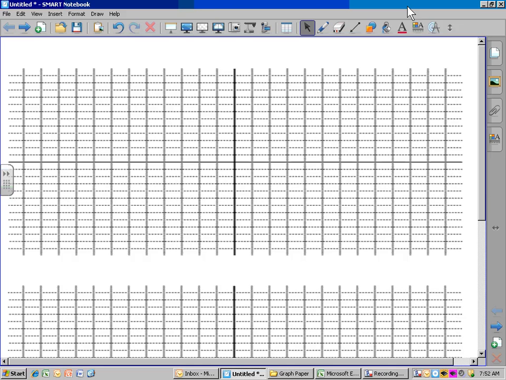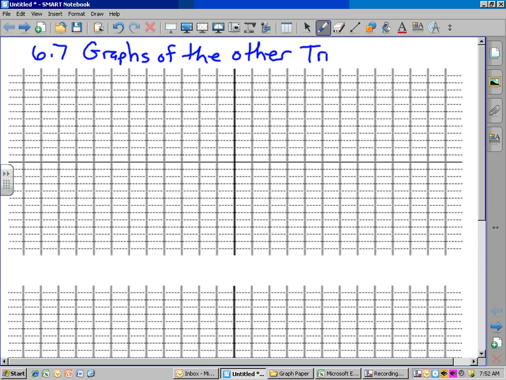All right, 6.7, graphs of the other trig functions.